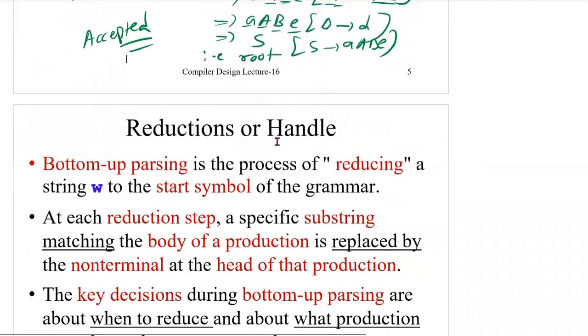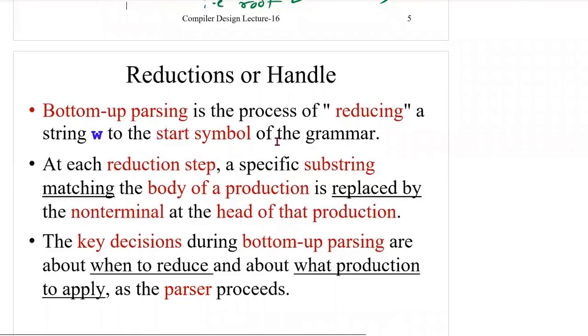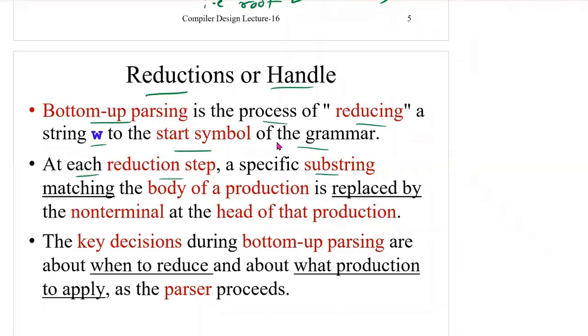So now let us move to some important concepts before proceeding to the techniques of bottom-up parser. The first one is called reductions, also called handle. So how to define reduction or handle in bottom-up parsing? Bottom-up parsing is the process of reducing a string, let us say W, to the start symbol of the grammar. Just now what we discussed. At each reduction step, a specific substring matching the body of a production is replaced by a non-terminal, which is on the left hand side of the grammar, that is, at the head of the production.